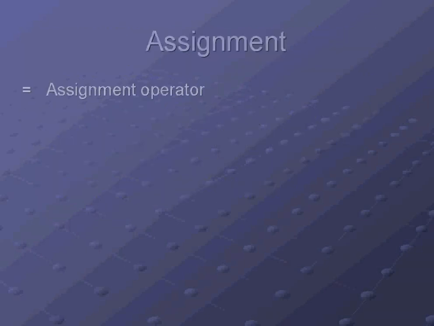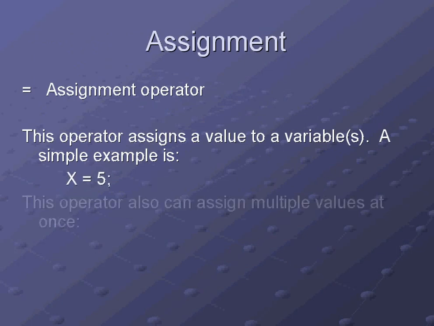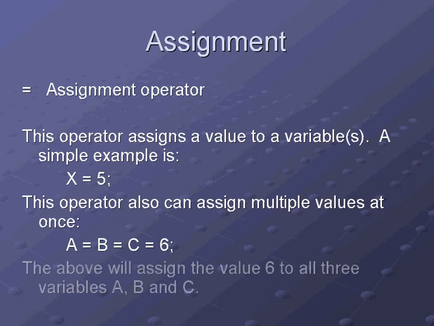Alright, so the first one up is assignment. Now the assignment operator simply assigns a value to a variable or multiple variables. So a simple example is x equals 5. And this operator can also assign multiple values at once. So you see a triple assignment, excuse me. And the above will assign the value 6 to all three variables a, b, and c.